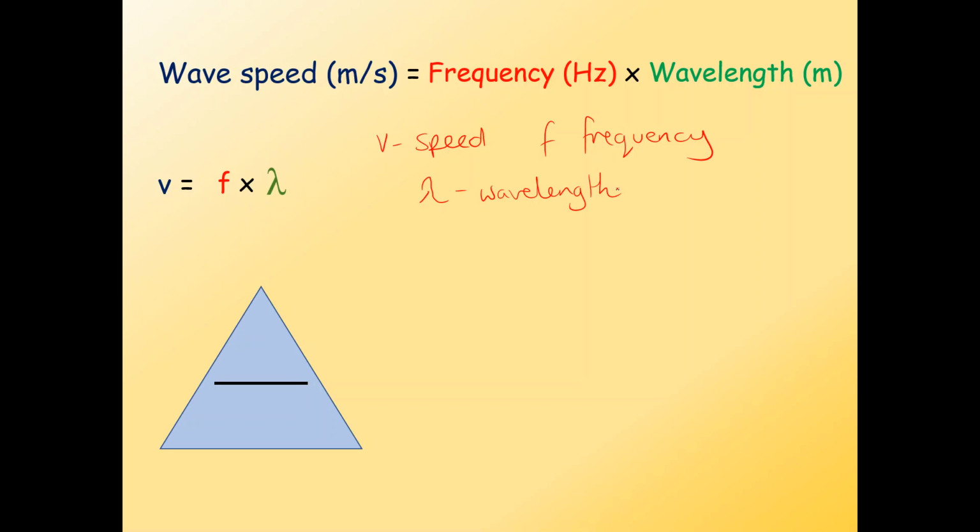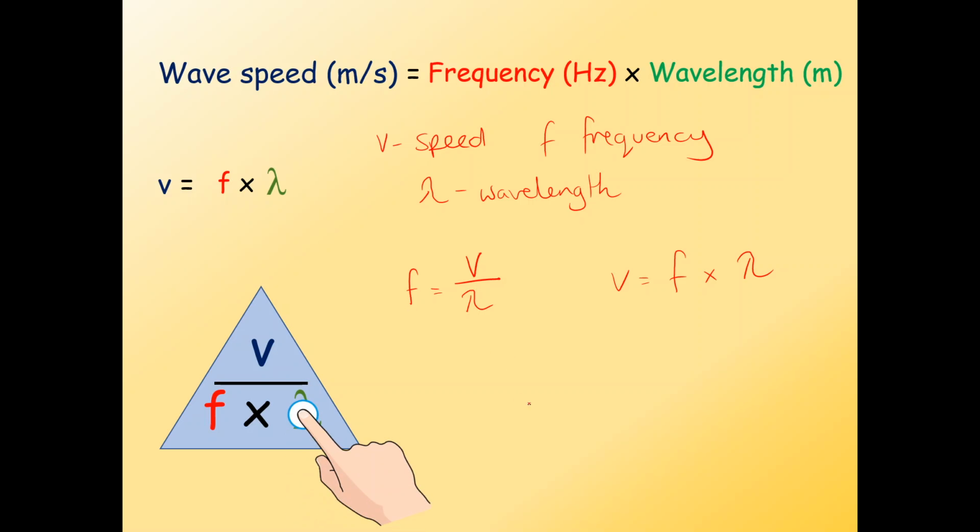Okay, let's take that equation and place it into a formula triangle so that we're then able to rearrange it. We would have V divided by F times lambda, wavelength. If we want to work out frequency to start with, let's cover that up. The frequency is equal to the wave speed divided by the wavelength. If we want to work out what the speed is, it's the frequency times the wavelength. And then finally, if we want to work out what the wavelength is, it's the speed divided by the frequency.